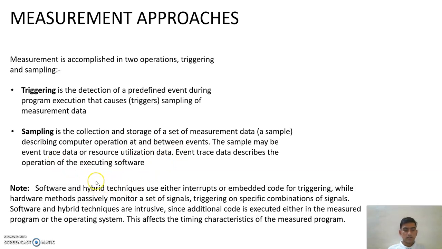The sample may be event trace data or resource utilization data. Event trace data describes the operations of the executing software. Software and hybrid techniques use either interrupts or inserted code for triggering, while hardware methods passively monitor a set of signals, triggering on specific combinations of signals. Software and hybrid techniques are intrusive since additional code is executed either in the major program or the operating system. This affects the timing characteristics of the major program.